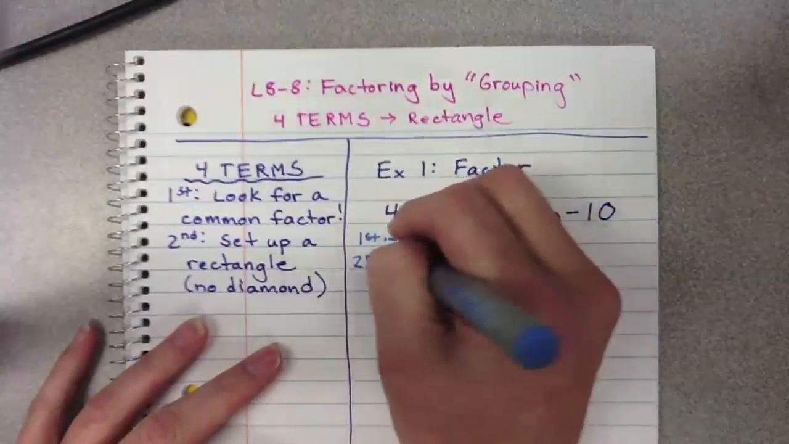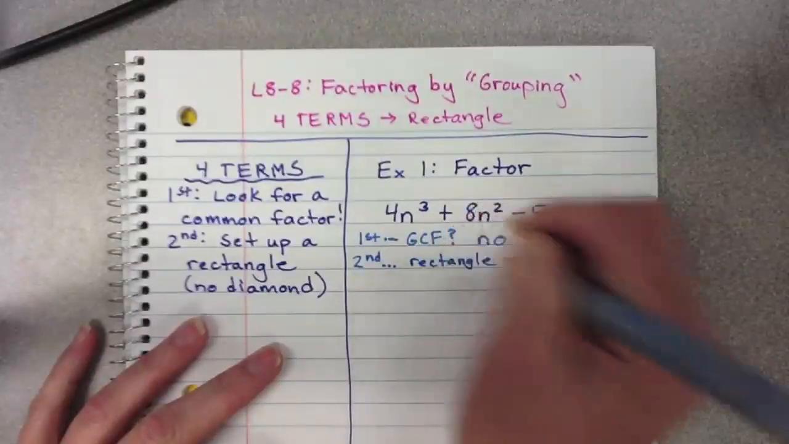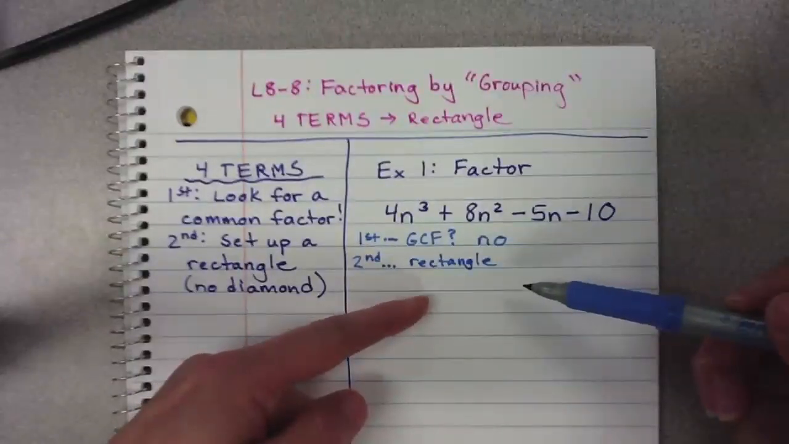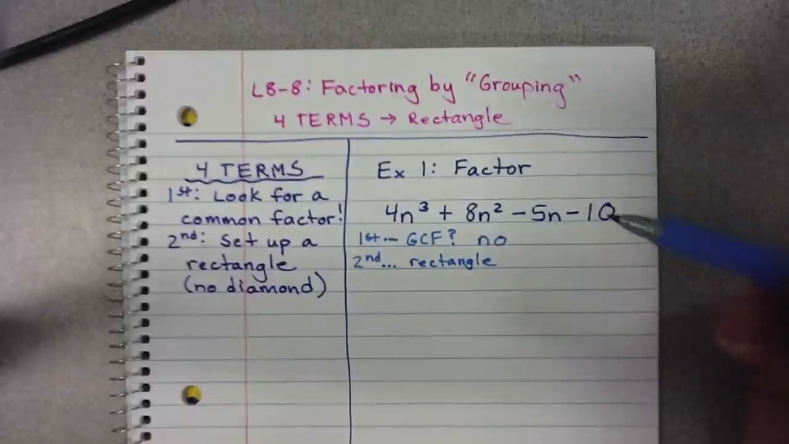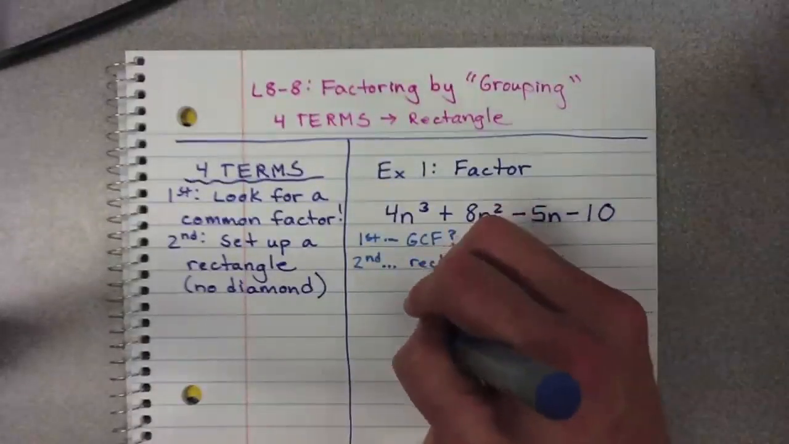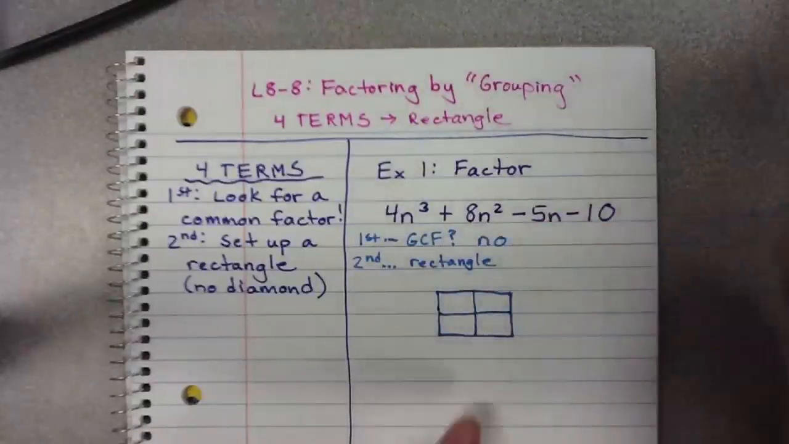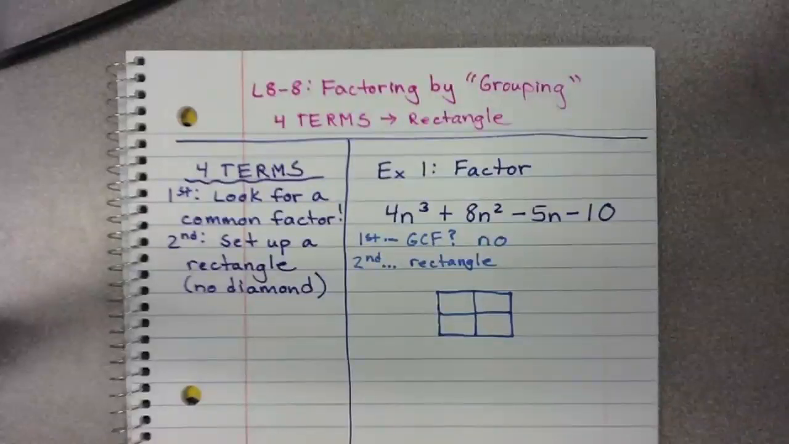Second, you're going to set up the rectangle because you see 4 terms there. So when you go to set up your rectangle, remember you always need space at the top for numbers that go at the top of the rectangles also. So make sure you leave space for those. How many boxes do you have there in your rectangle? 4. How many terms do you have? So what do you think you're going to do? Put a term in each box of the rectangle.